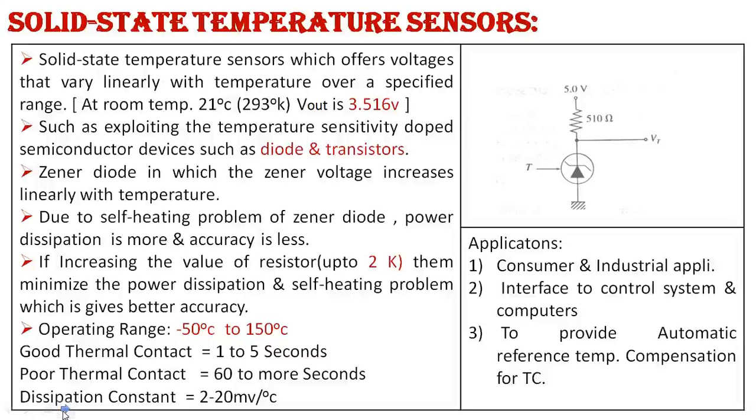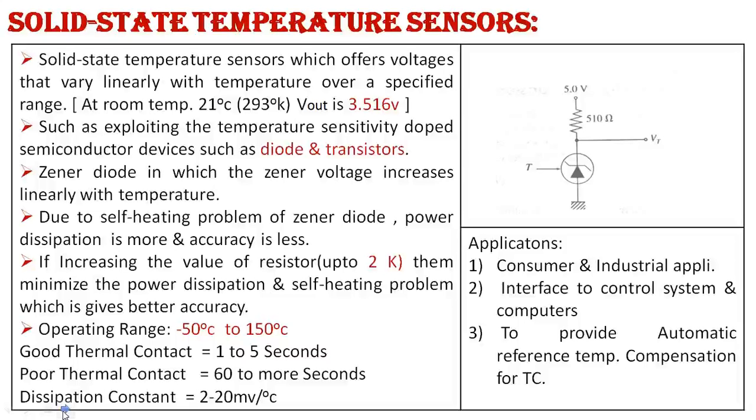Such sensors exploit temperature sensitivity in doped semiconductor devices such as diodes and transistors, for example the Zener diode, in which the Zener voltage increases linearly with temperature. Due to the self-heating problem of the Zener diode, power dissipation is more and accuracy is less. If we increase the value of the resistor up to 2K, it minimizes power dissipation and self-heating, which gives better accuracy. The operating range of a solid state temperature sensor is minus 50 degrees Celsius to 150 degrees Celsius.